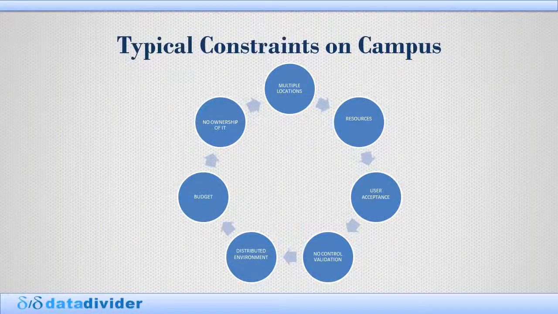There are also typically a number of constraints that each higher educational institution will encounter. Multiple merchant IDs and geographical locations. No single ownership of IT. No way to validate efficiency of controls. A distributed environment. Budget. Resources and expertise. And user acceptance.